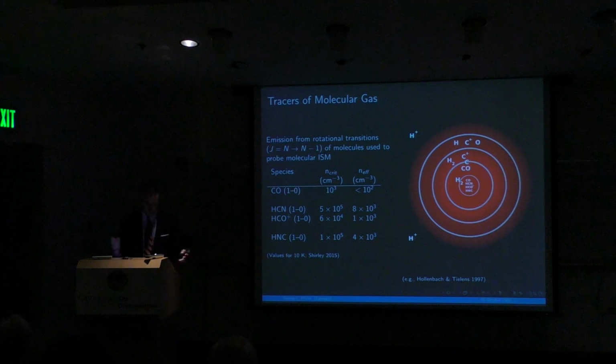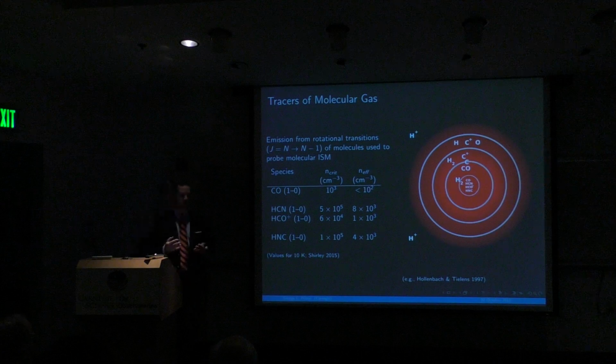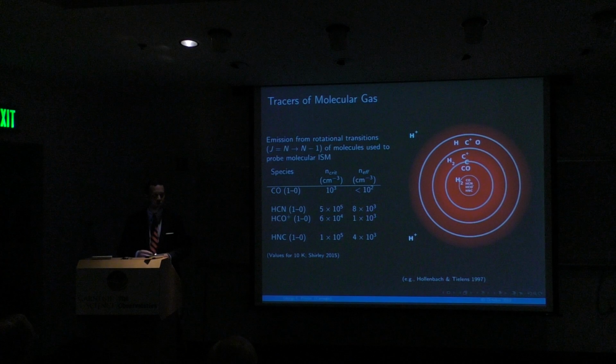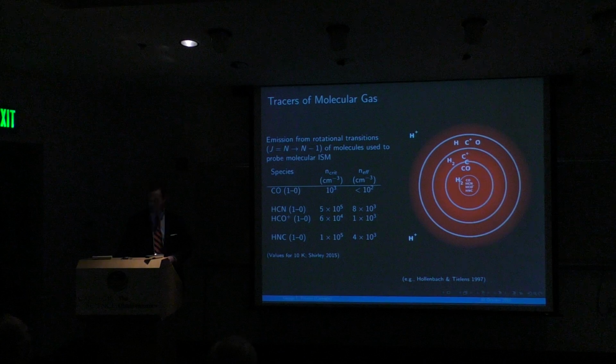And to first order, you can think of this as you find a molecule that has the critical density or the effective density that you want of the phase of gas you want to study. So CO is a common tracer. It has a very low critical density and basically traces the bulk of the molecular gas in galaxies. And if you want to trace the higher density gas, then you would go for something like HCN or HCO+ that probes a much higher density.